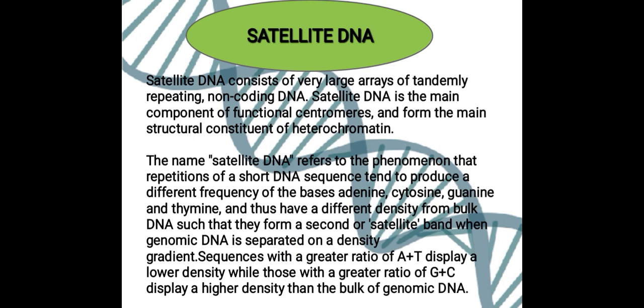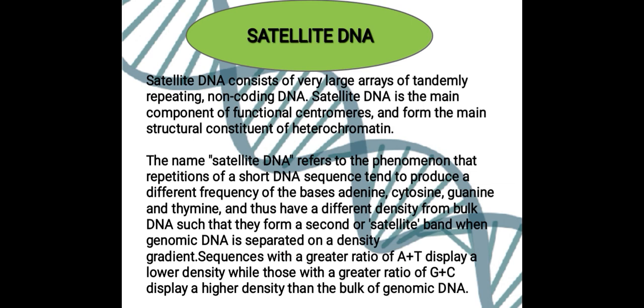Satellite DNA consists of a very large array of tandemly repeating non-coding DNA. Satellite DNA is the main component of functional centromere and forms the main structural constituent of heterochromatin. The name satellite DNA refers to the phenomenon that repetitions of a short DNA sequence tend to produce a different frequency of the bases adenine, cytosine, guanine, and thymine, and thus have a different density from the bulk DNA such that they form a second or satellite band when genomic DNA is separated on a density gradient.